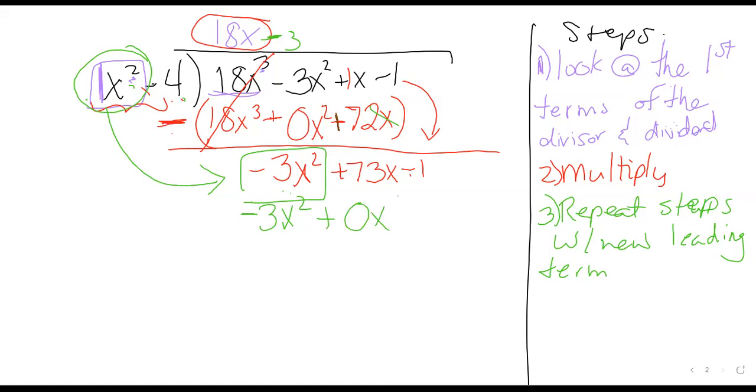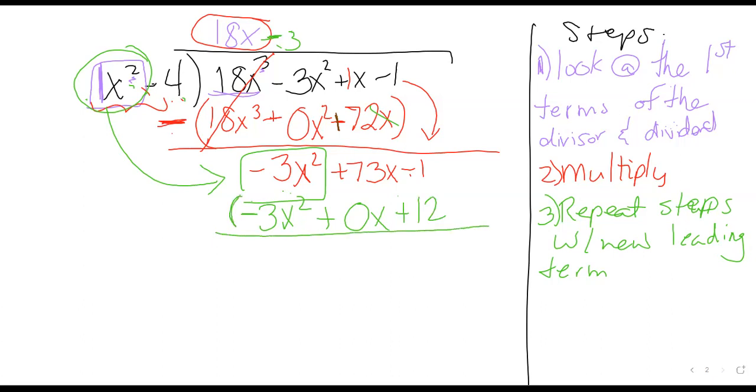And now, what is negative 4 times negative 3? 12. Positive or negative? Positive. Positive, right? Negative and a negative give me a positive, and then 3 times 4 is 12.